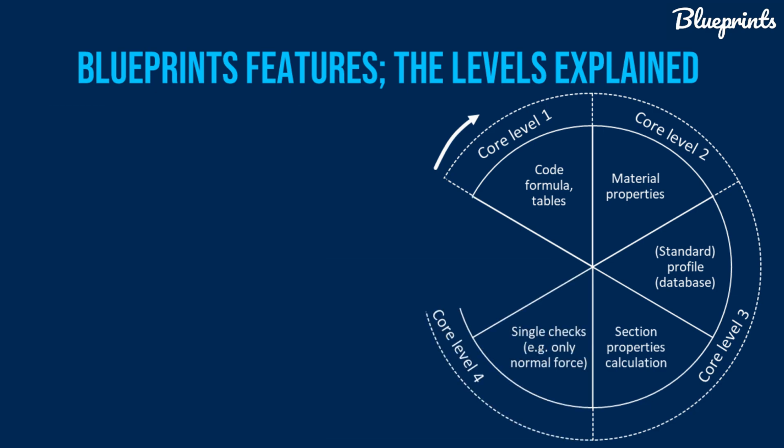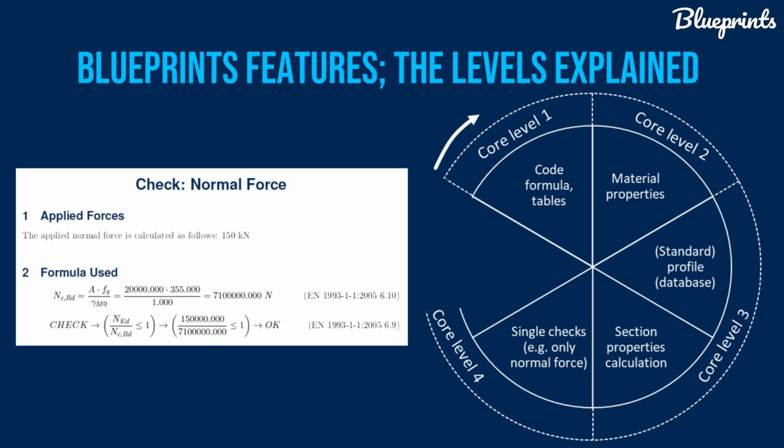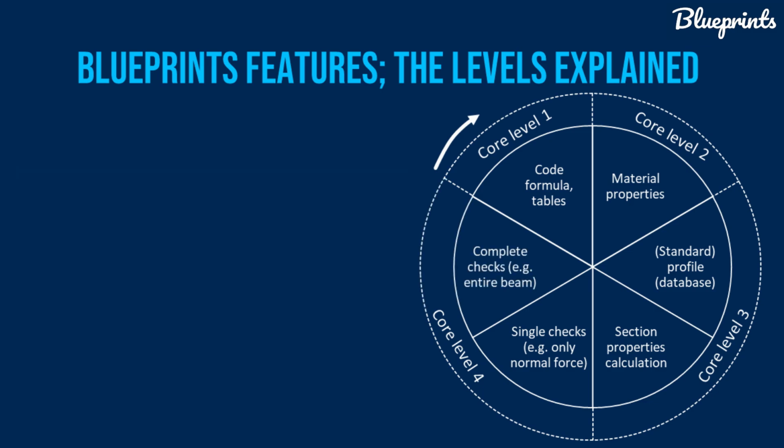In Core Level 4, we introduce checks. This can be a single check, for example a check that only checks the normal force, but it could also be a combination of checks, for example one that checks an entire beam on both normal force and bending moments and torsion, etc. These functions combined are the core of blueprints.